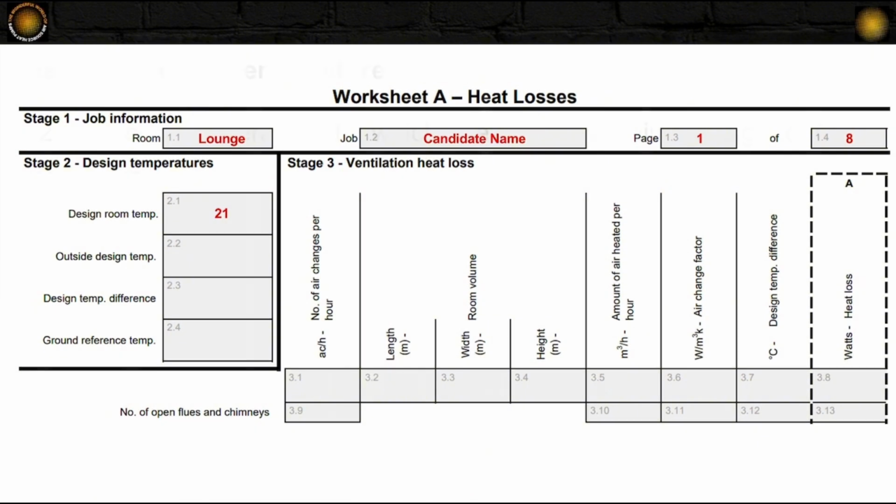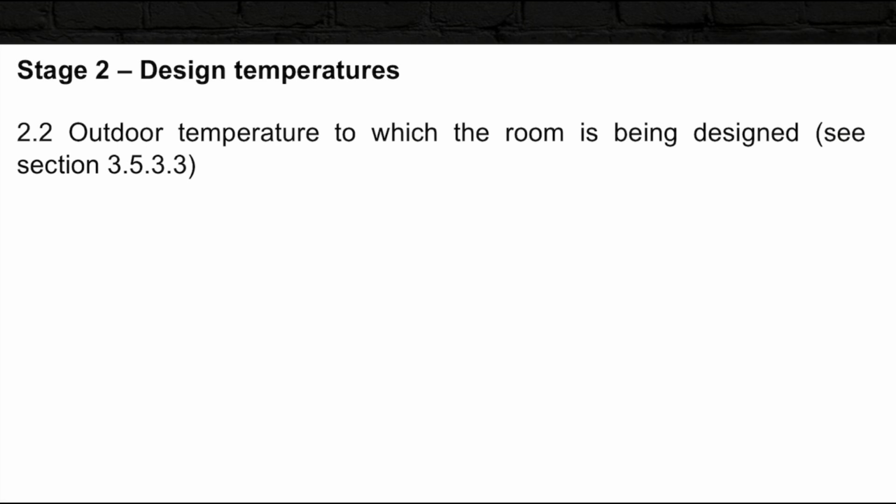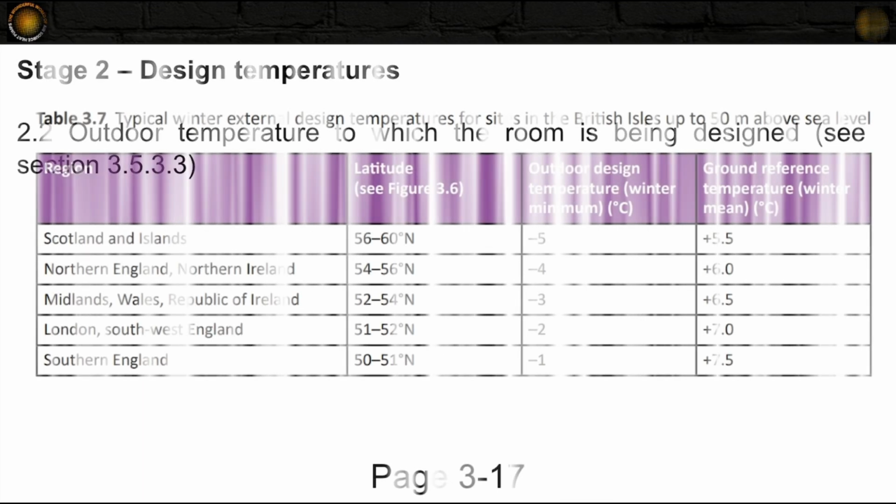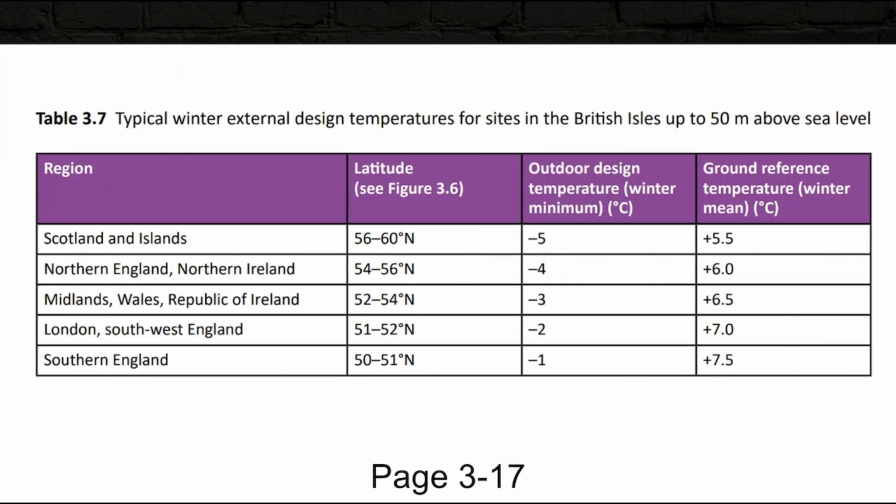Box 2.2 is our outdoor design temperature, so the lowest regional average temperature for our region. So to ascertain that, we are going to table 3.7. Now again, it's regional. So for our Edinburgh property, we are looking at an outdoor average temperature of -5 degrees. In some instances, it may get lower than that. This is a regional average. Again, baseline, we need something to base our design on.